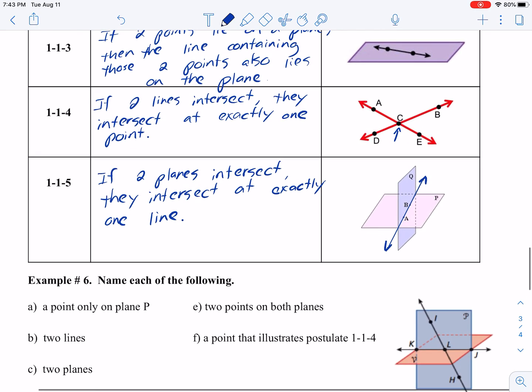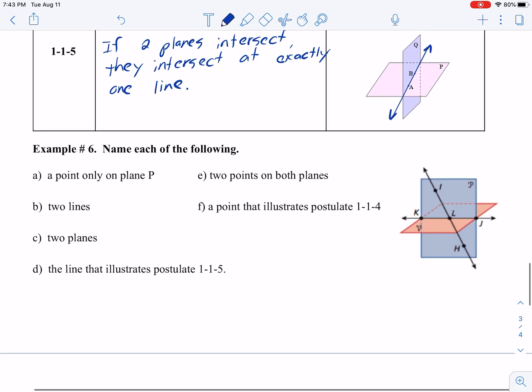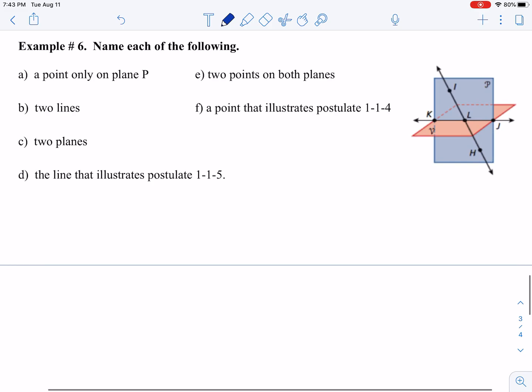Great, we have an example here. Example 6 has a diagram of two planes intersecting. Why don't you go ahead and use this diagram to answer the following questions.